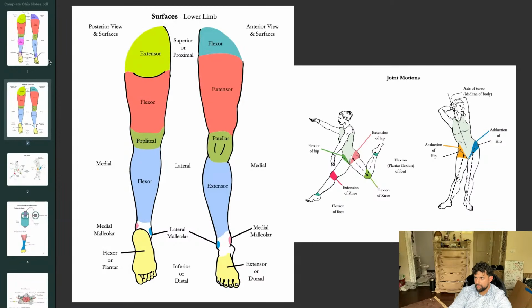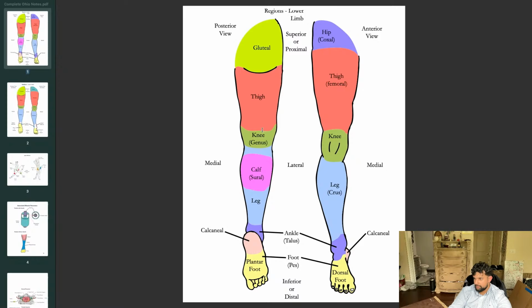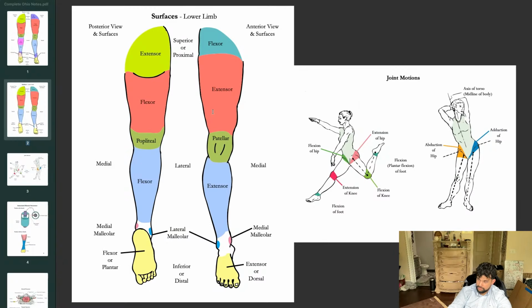So just please know simple stuff. If you don't know this, why are you even taking APMLE Part 1? Know the regions, what they're called, and what they're like. So the knee is obviously the knee, thigh, femoral, gluteal, hips, or hip or coxal region. That's simple, layman terms.